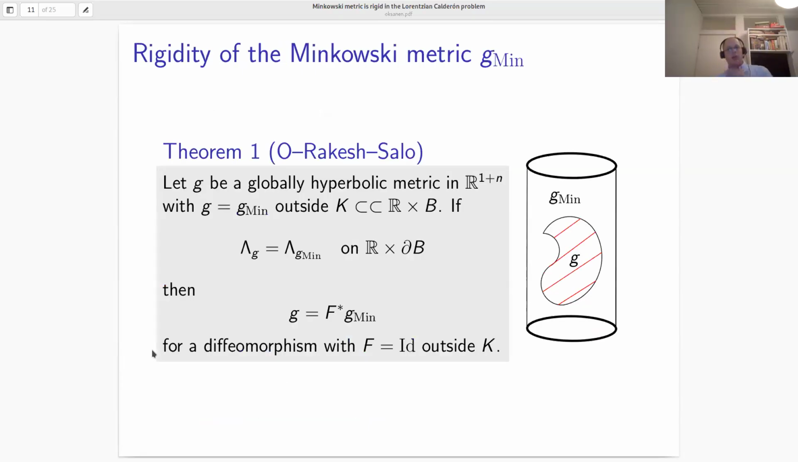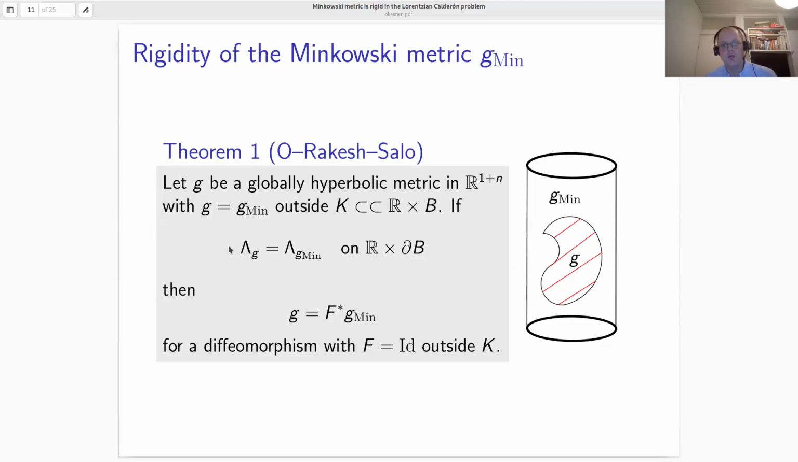So now let me formulate the new result that I'm focusing on in the talk. So it's a rigidity type result. So it says that we can have an arbitrary globally hyperbolic metric in this space, and the only assumption is that it is the Minkowski metric outside some compact region, and we assume that this compact region is inside a cylinder. Of course, you can always draw a cylinder around a compact region.